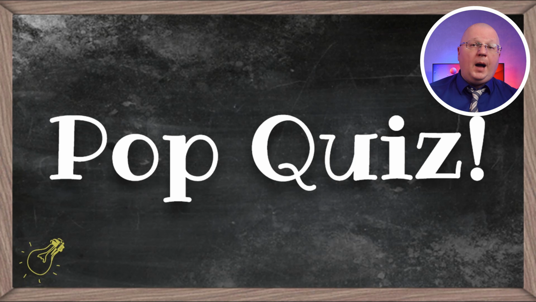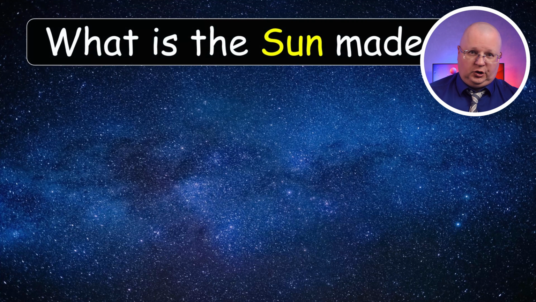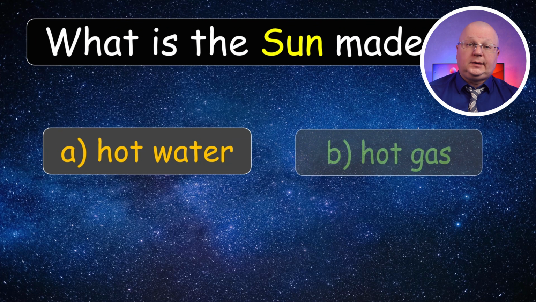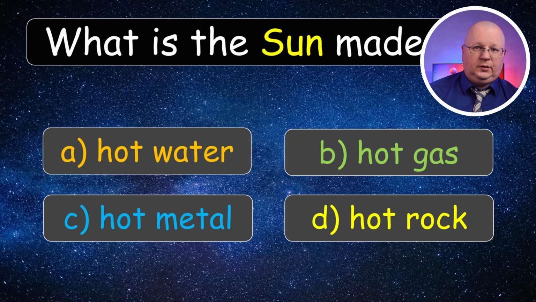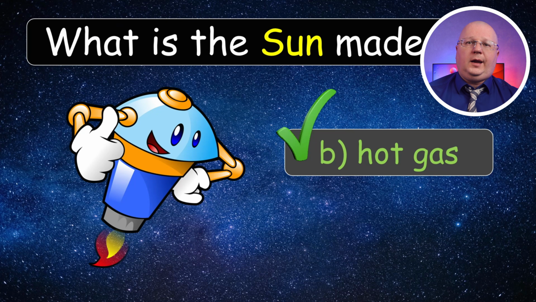Next, do a pop quiz. Invite one student from each team to stand up and show the question. What is the sun made of? Offer 4 possible answers, and whoever answers first gets a point for their team. The correct answer is hot gas.